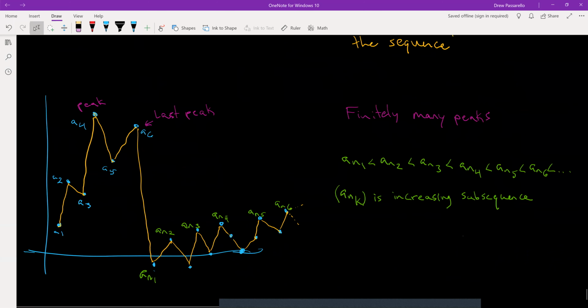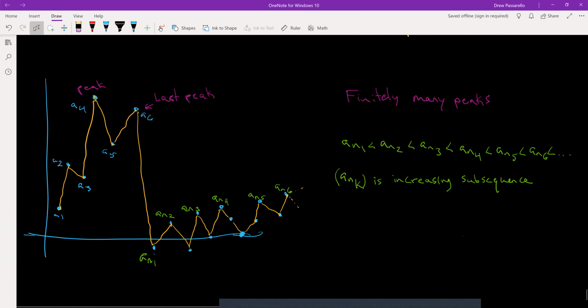Again, I think it's easier to visualize right here. So we have our last peak, 6 is the index. So any index n bigger than 6 is not going to be a peak. All right, so then collect all of the terms where we form an increasing subsequence, and none of the terms from this increasing subsequence is going to be a peak because it's increasing.